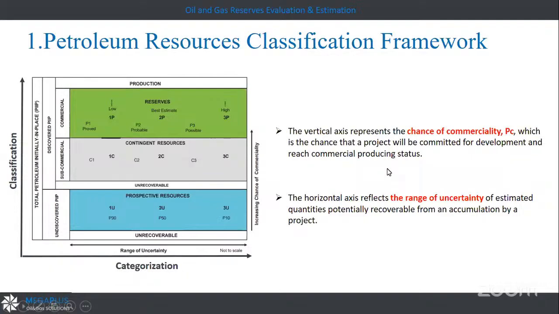So the PRMS makes this classification and categorization of reserves. If you see this chart, the vertical axis shows the classification. When we say classification according to PRMS, we will see whether it's a prospect, contingent resources, or reserves. When I say categorization, I'm dealing with the uncertainty, the level of confidence, whether it's 1P, 2P, or 3P. And what are the differences between them? We will see.